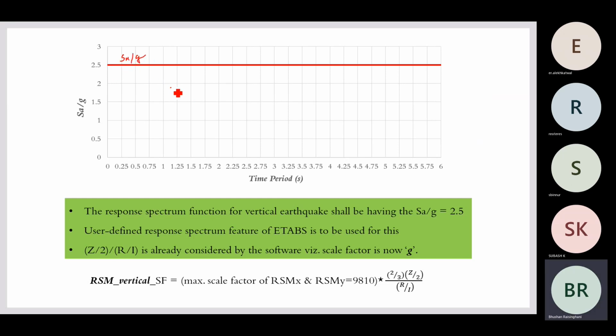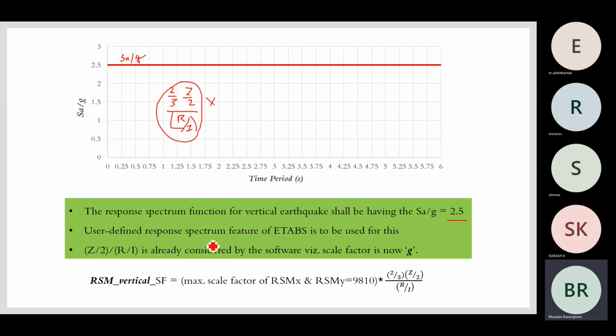Now what remains is 2 by 3, and Z by 2 divided by R by I. This factor I have not included here, so this graph does not have these factors. These factors need to be added in my particular graph so that I can use it for the vertical acceleration definition in ETABS software. So the response spectrum function for vertical earthquake shall be taken as 2.5.